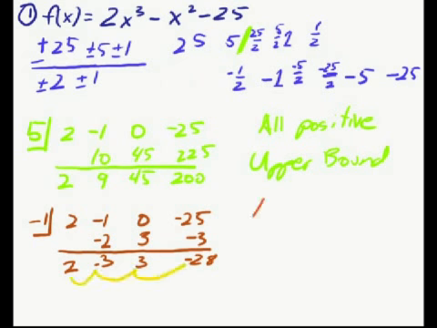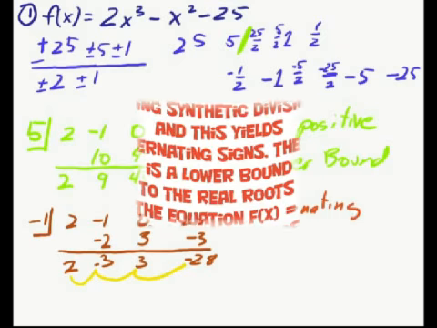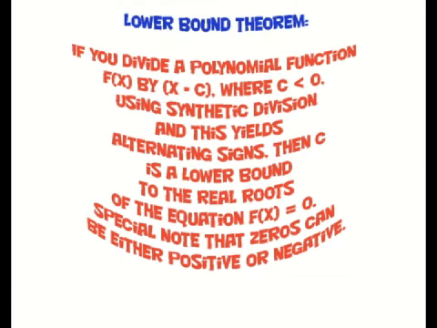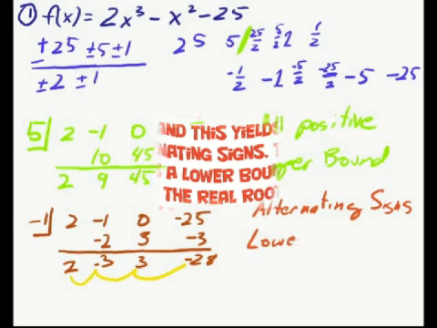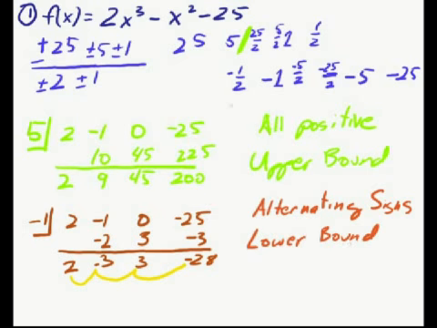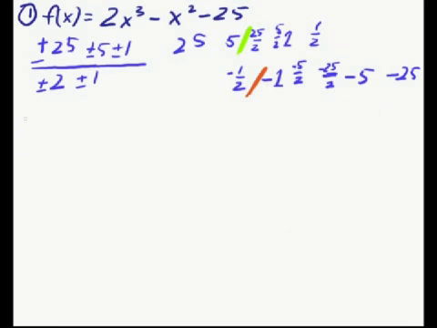Notice that it goes positive, negative, alternating signs. This is an example of a lower bound. In other words, on my list of suspects, I'm going to draw a line right here at negative 1, and I'm not going to test any of those numbers below. So my suspect list actually got a lot shorter.